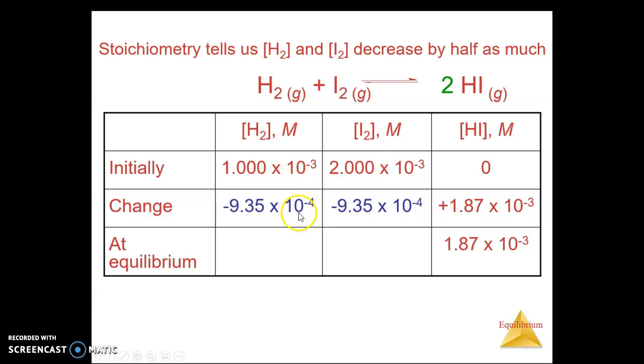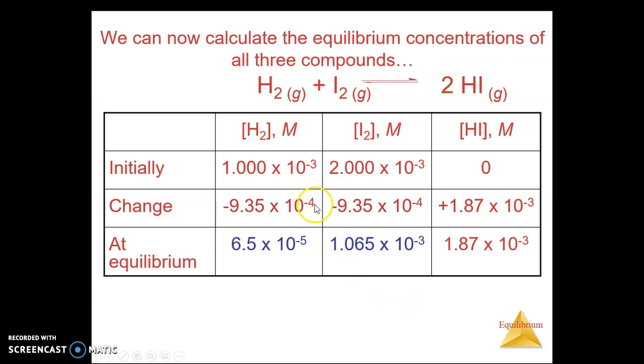Well, we'll need to change this to 10 to the negative third in order to make that happen. So when you do that, you're making this larger, so you make this smaller. So this is 1 minus 0.935, and when you change that to scientific notation, you get 6.5 times 10 to the negative fifth left over at equilibrium, and 1.065 times 10 to the negative third, because you started off with twice as much here. So you'll have that extra 1 here.